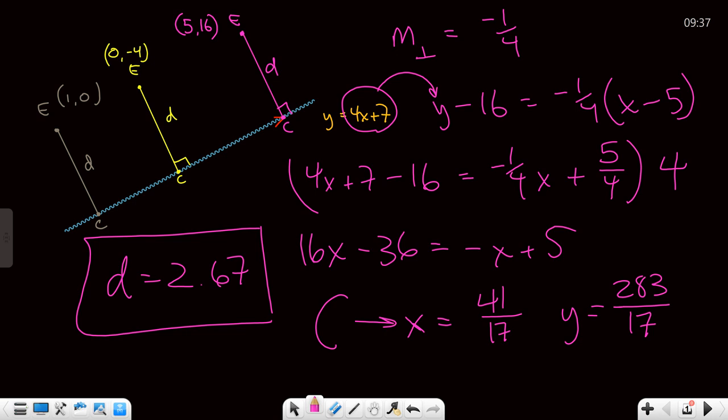So the yellow group got 2.67. Emma's group got 2.67. If you had gray, you should get 2.67. If I created another point where Evan starts, I should get 2.67. That's going to be consistent. The numbers that you get for the point of intersection where he goes into the river are going to be different, some uglier than others. But again, your final answer when you plug into the distance formula should be 2.67.